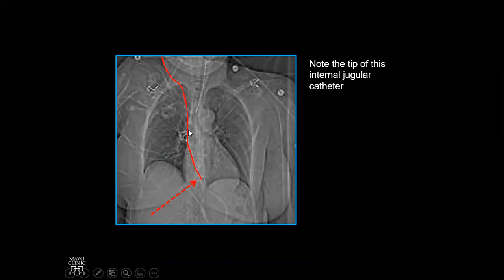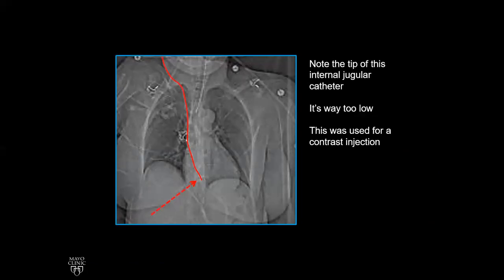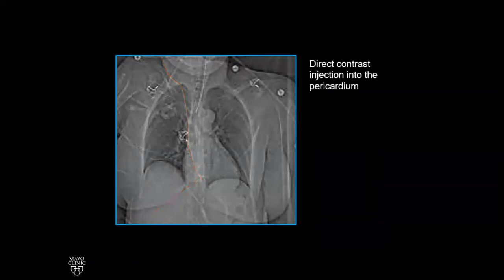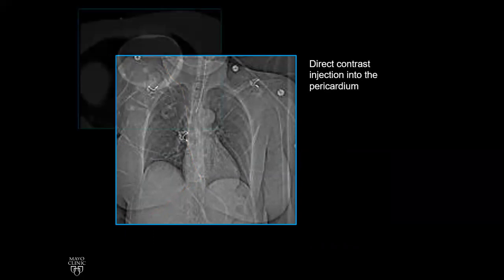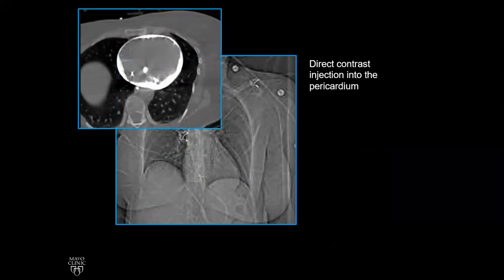These catheters are supposed to be in the SVC or the right atrium. This was too low, and it was used for a contrast injection. Now, the tip of this was either slightly perforated or right up in the wall of the right atrium, because what happened was this contrast injection didn't go into her right atrial cavity, into the blood volume. It was a direct contrast injection into the pericardium. Here's an axial image from the CT scan. This is intended to be with IV, intravenous contrast, but you can see there's no contrast in the blood pool. It's all intrapericardial.